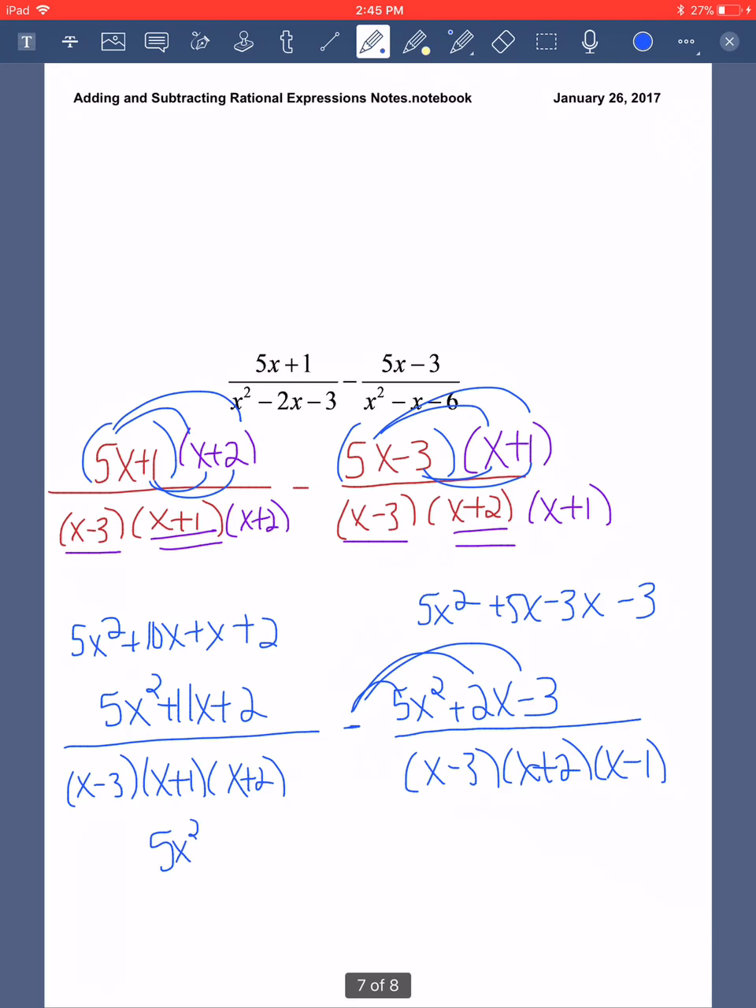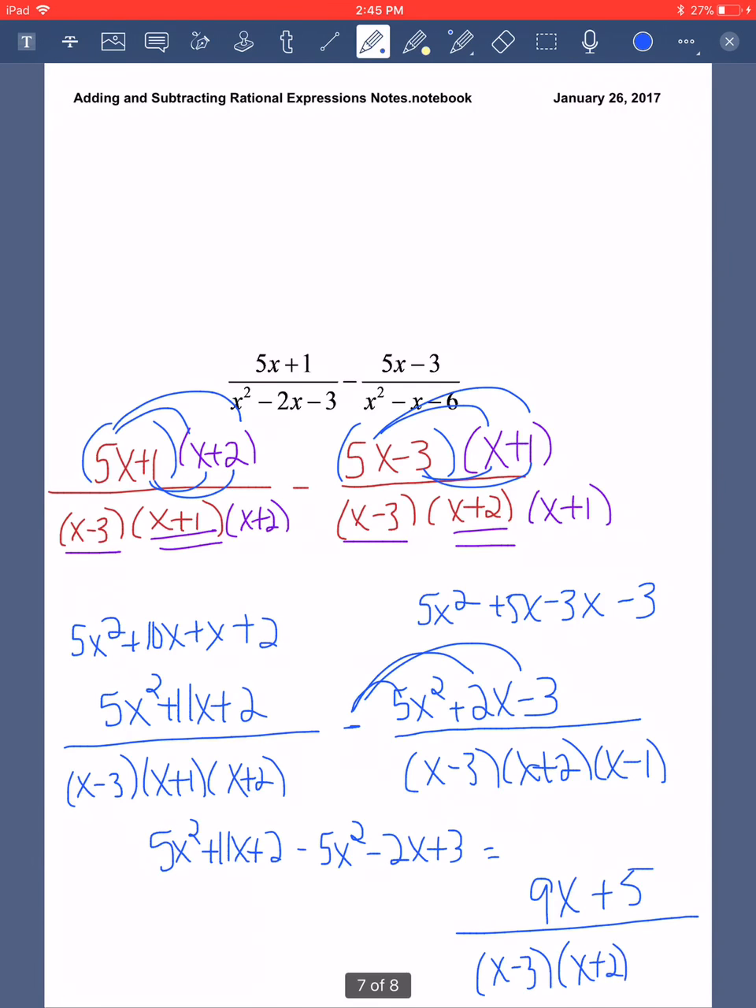So 5x squared plus 11x plus 2 minus 5x squared minus 2x plus 3, which means my numerator is going to be 9x plus 5 over x minus 3, x plus 2, x minus 1. So all I did here was I combined my like terms to get my new numerator, and then my denominator were all 3 factors.